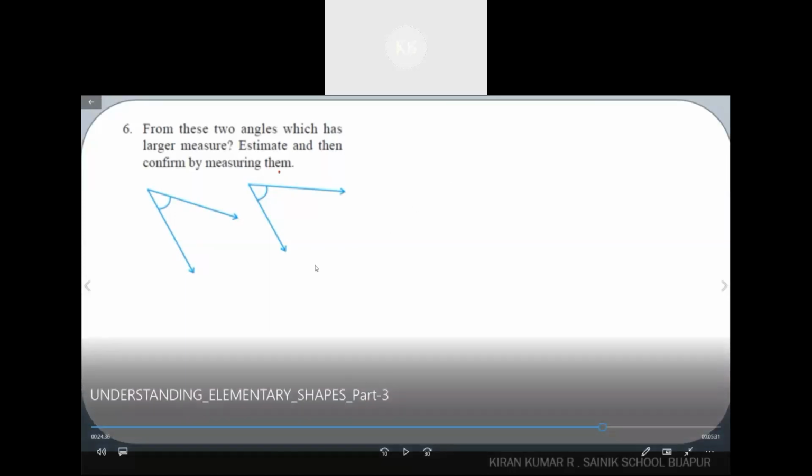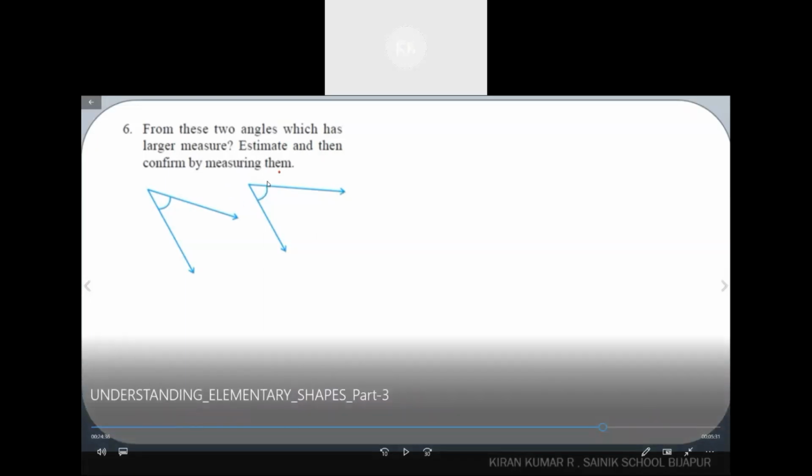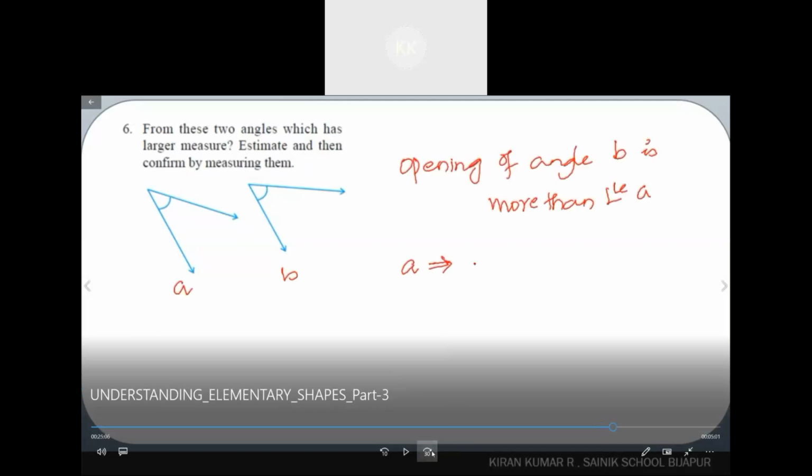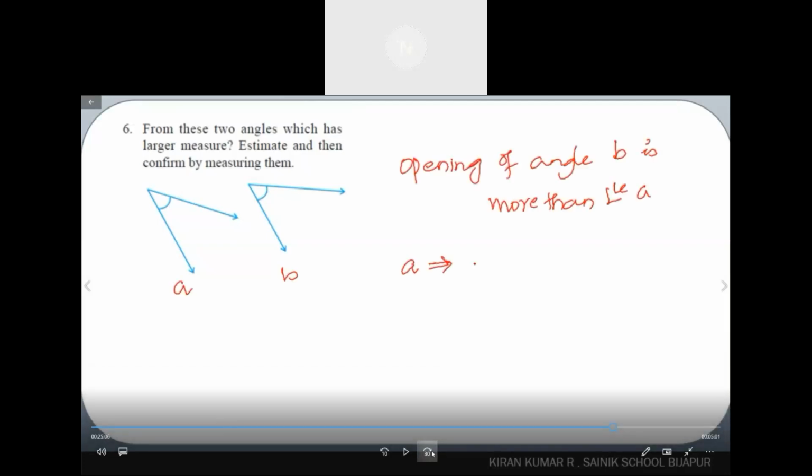Sir, by using a protractor, B1 is larger. Suppose we have a tracing paper, we can use one thing: by making that reflex angle. But we don't know how to make the reflex angle, no? This remaining angle, we don't know. So one of the methods is taking a tracing paper, trace one angle, try placing it on the other angle, and you will come to know which one is larger.